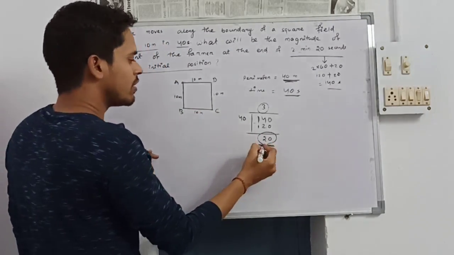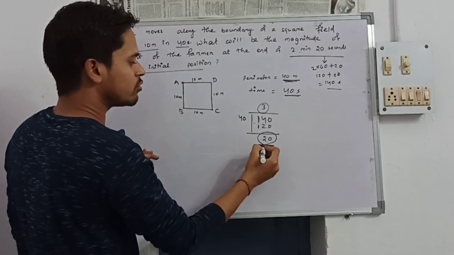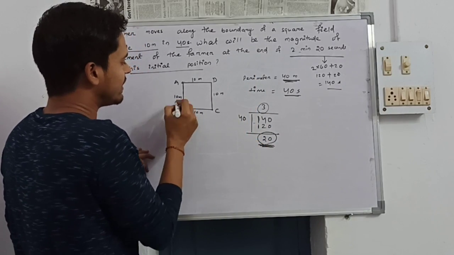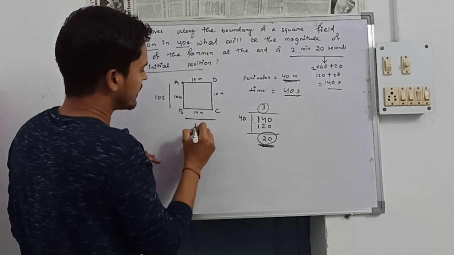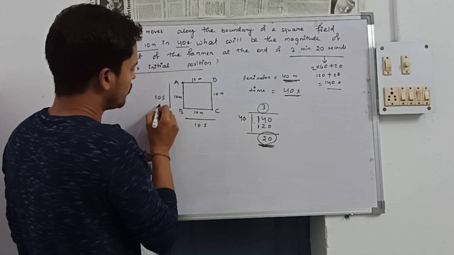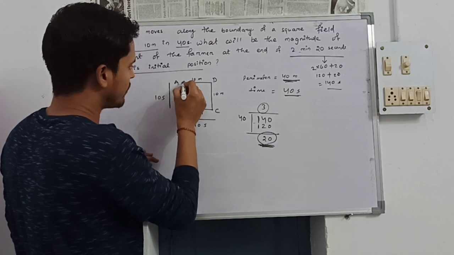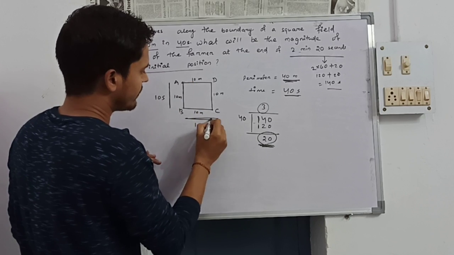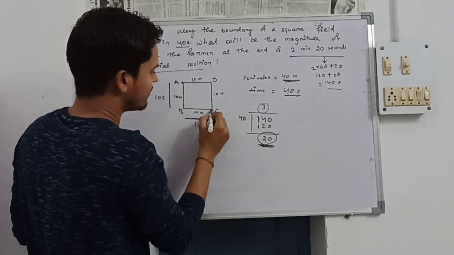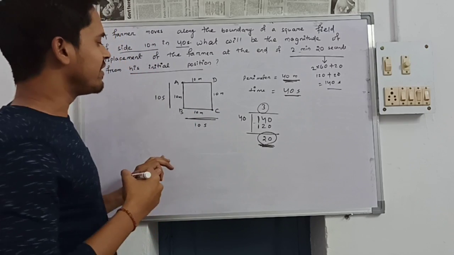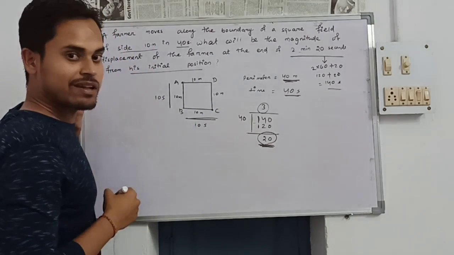So another 20 seconds. Here you can see these 10 meter is taken 10 seconds. These 10 meter taken 10 seconds. So 20 seconds traveling from A to C. This is the point where it is starting. Final point is C in 20 seconds. So what is the displacement?